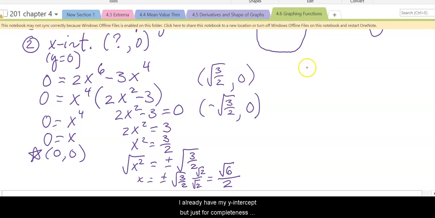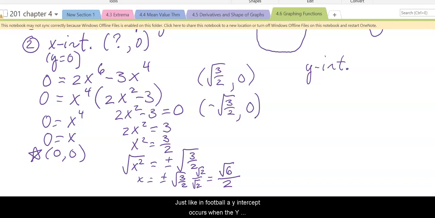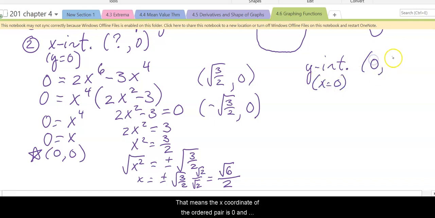I already have my y-intercept, but just for completeness, let's go ahead and talk about how to find the y-intercept. Just like in football, a y-intercept occurs when the y team throws an interception and the x team gets the ball. That means the x coordinate of the ordered pair is 0, and we need to find the y. This is why the origin, or 0, 0, has to be both the x and the y-intercept simultaneously.